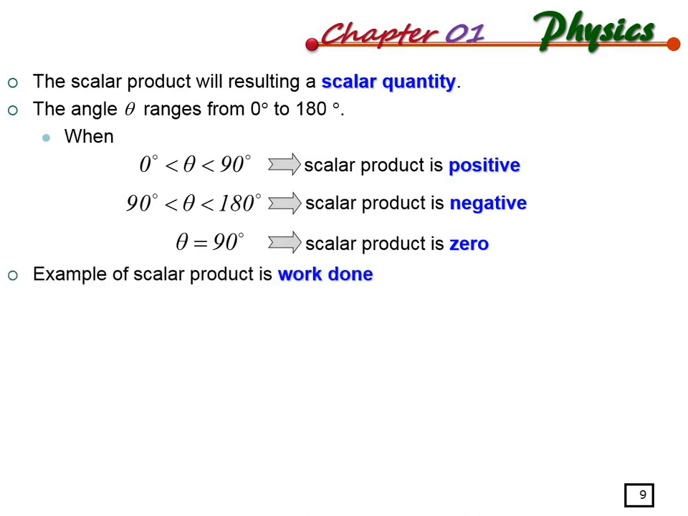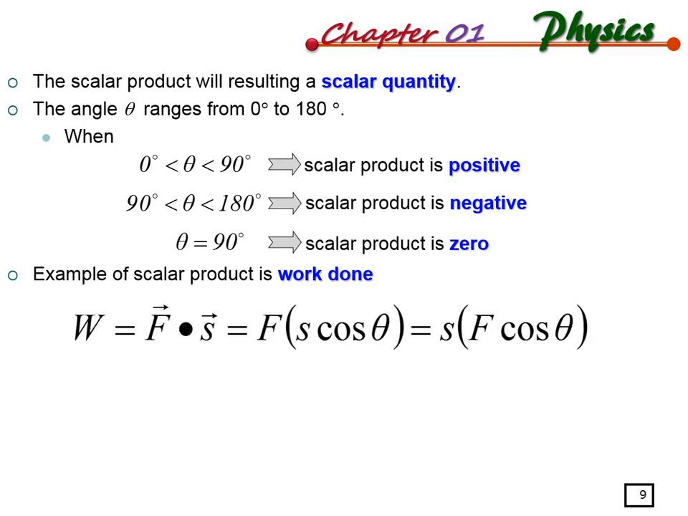An example of a scalar product is work done, where the formula for work done is W equals vector F dot vector S, equals F S cos theta, which can also be written as S F cos theta.